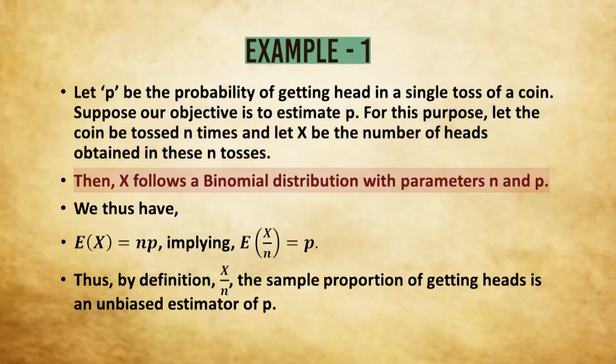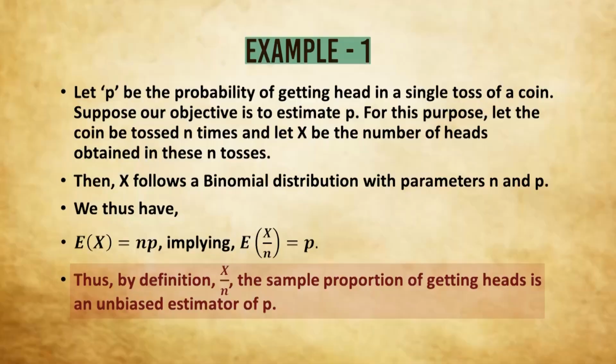Clearly x will follow a binomial distribution with parameters n and p. So we'll have expectation of x is equal to np. If I take n to the left hand side, then expectation of x by n will be equal to p. Observe that here we are not talking about any particular value of p. This is a general result that expectation of x by n will be equal to p.